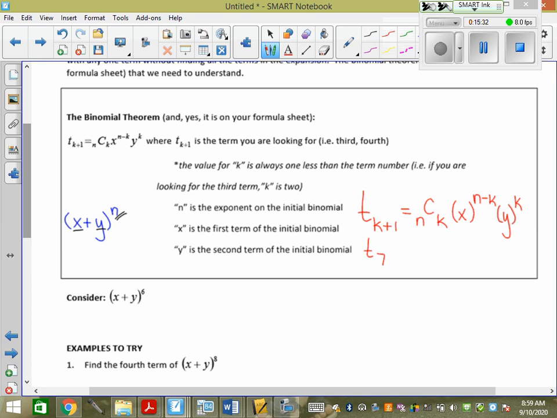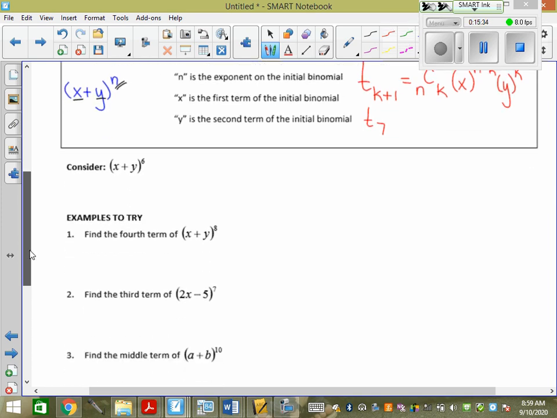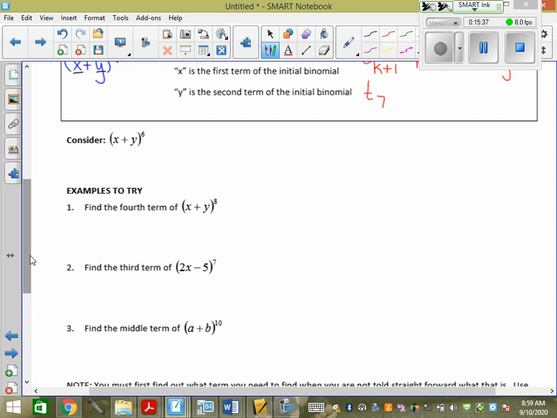So let's go through this. We're going to go to the example here first. Say I have: find the fourth term. What the heck does that mean? I want the fourth term, it's T4. And that indirectly tells me what? k is 3. So I'm going to write that as well. Boom. I already have one of the variables.